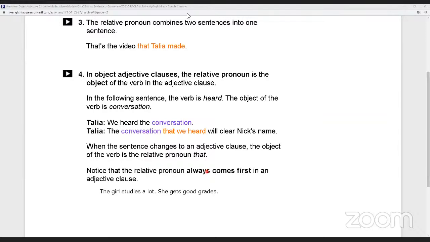We have two sentences. So in the chat, could you please combine these two sentences into one? Okay, Miss, I'll try. Okay, thank you.